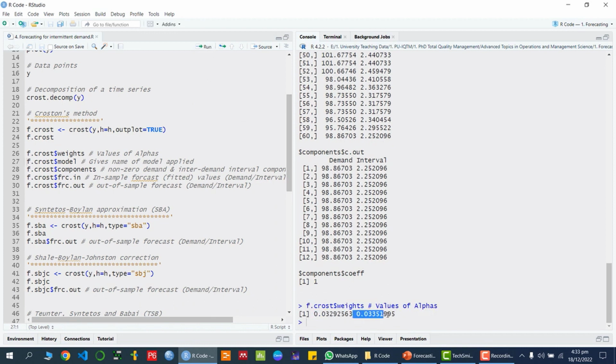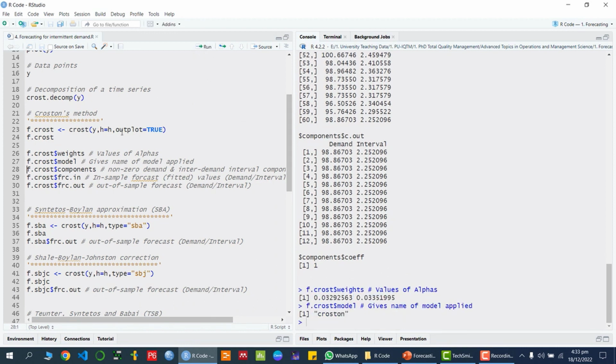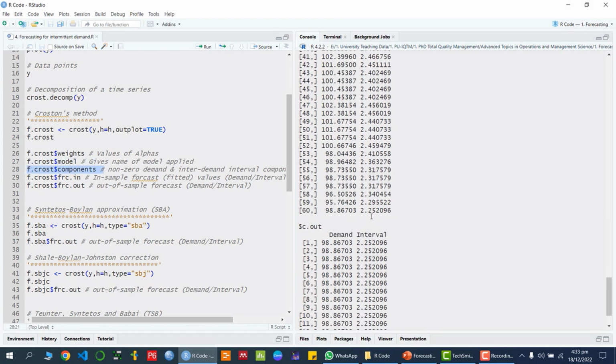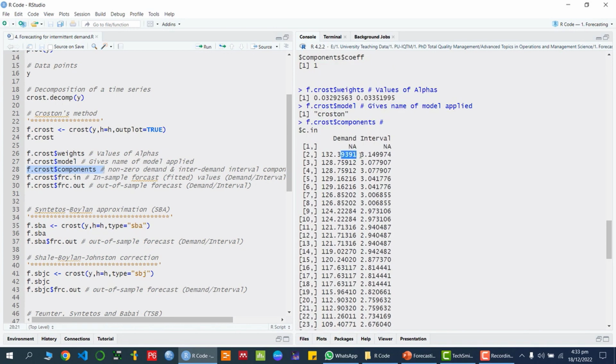Okay, this is for the demand size, this is for the interval size. The model we have applied is the Croston method. With the help of this, we can see the component values, the demand size values, as well as the interval time.